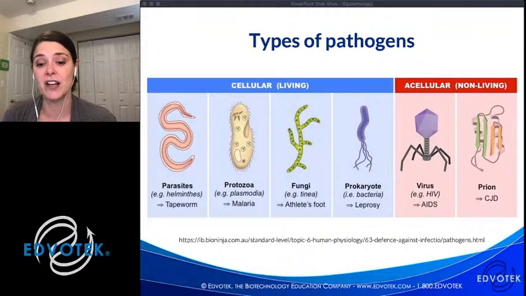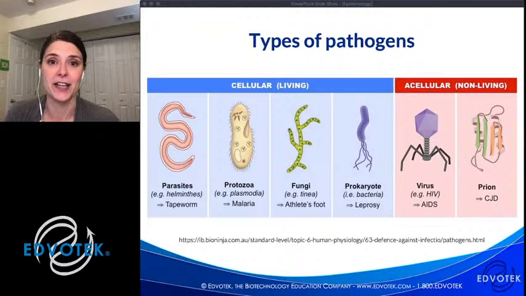But when conditions change, either in you or your environmental surroundings, the pathogens can be activated, and they can invade the body and cause disease.